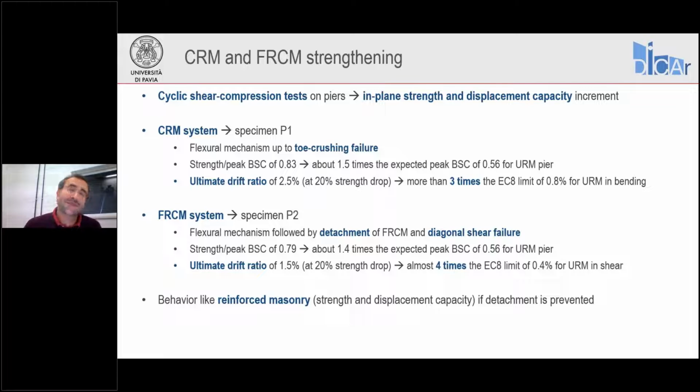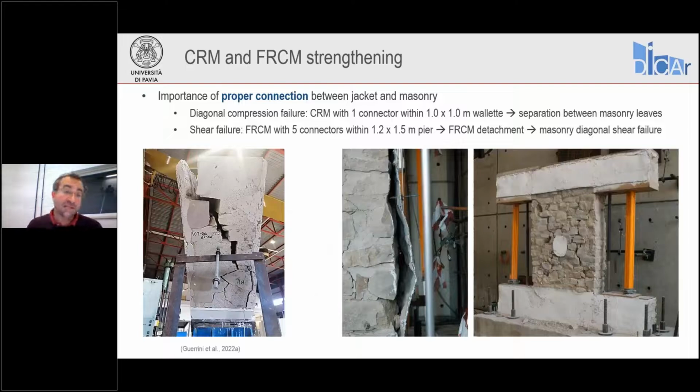Now, in both cases, again, we can say that the response was like the one of reinforced masonry elements, both in terms of strength and displacement capacity, provided that detachment of the strengthening system is prevented, especially for the flexural response. Now, this is what happens when the connection between the strengthening and the masonry substrate fails.